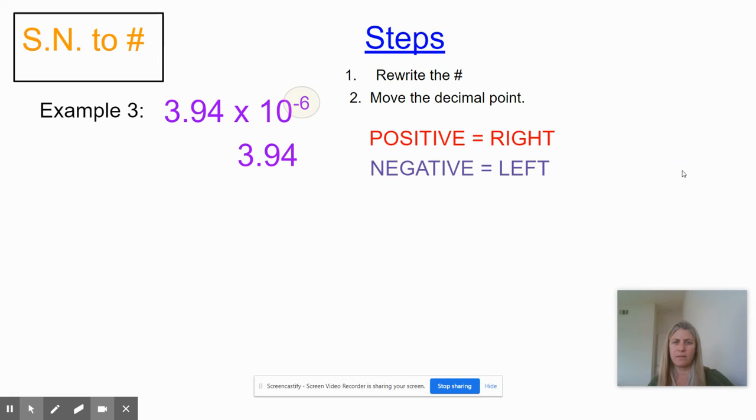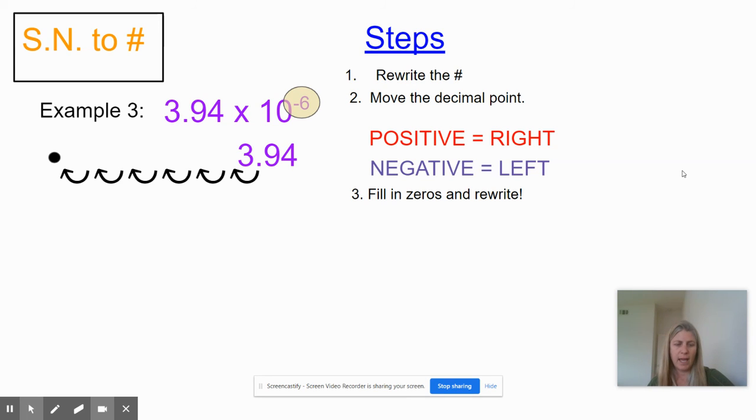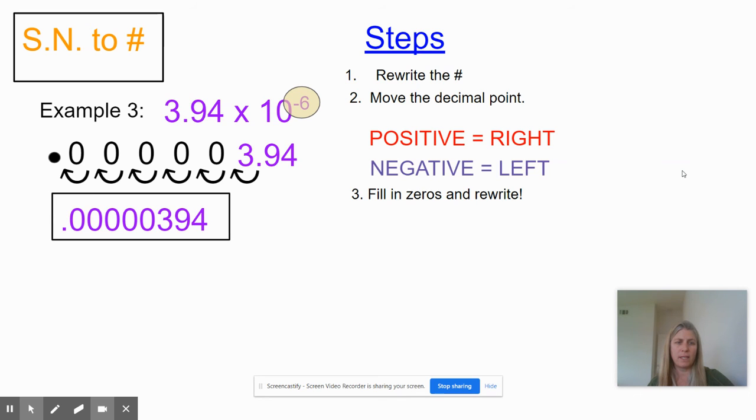As you can see, it's a -6. So I'm going to move it 6 spots to the left from where it currently is. So this is 1, 2, 3, 4, 5, 6. So I place my decimal point down. Now for every spot, I'm going to fill in a 0 and rewrite the number. So my new number is 0.000000394. And that is taking this number out of scientific notation. As you can see, when our power is a negative power, it doesn't make my answer negative. It simply makes my number very, very small.